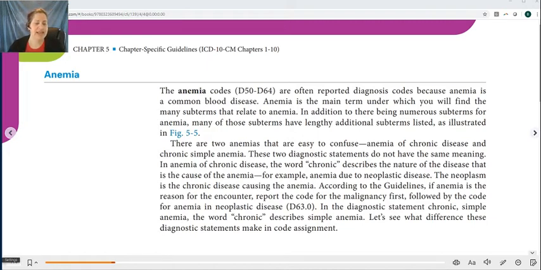Okay, today's section for coding is going to be on diseases of the blood and the blood-forming organs. So I'm in your Bucks textbook, page 114. This is going to be a really short video. There's not a lot to cover for this section.